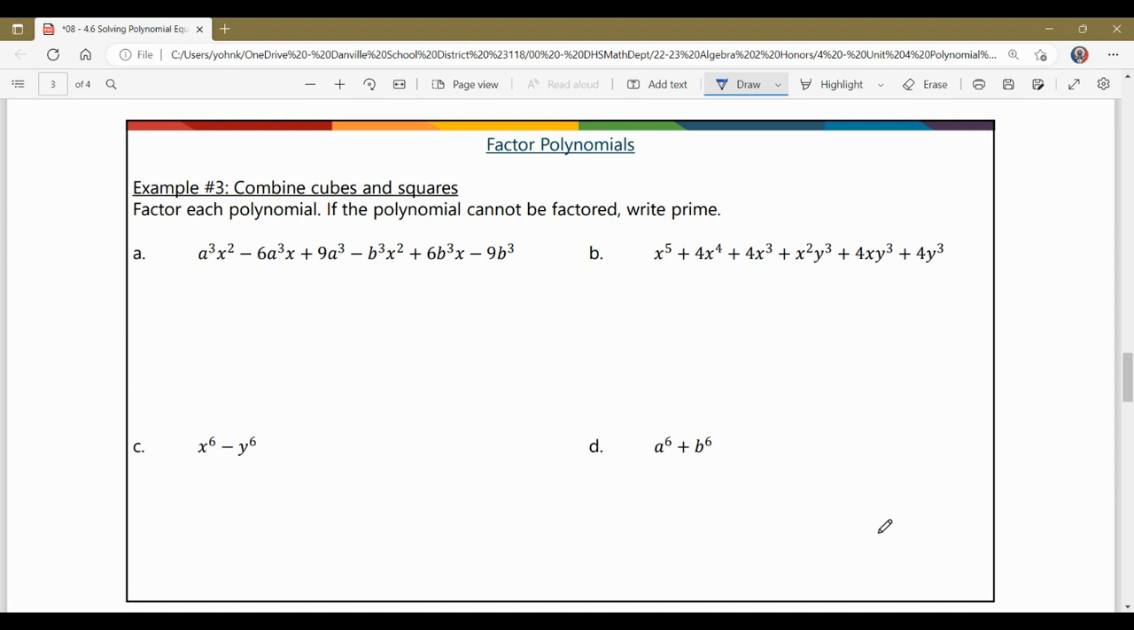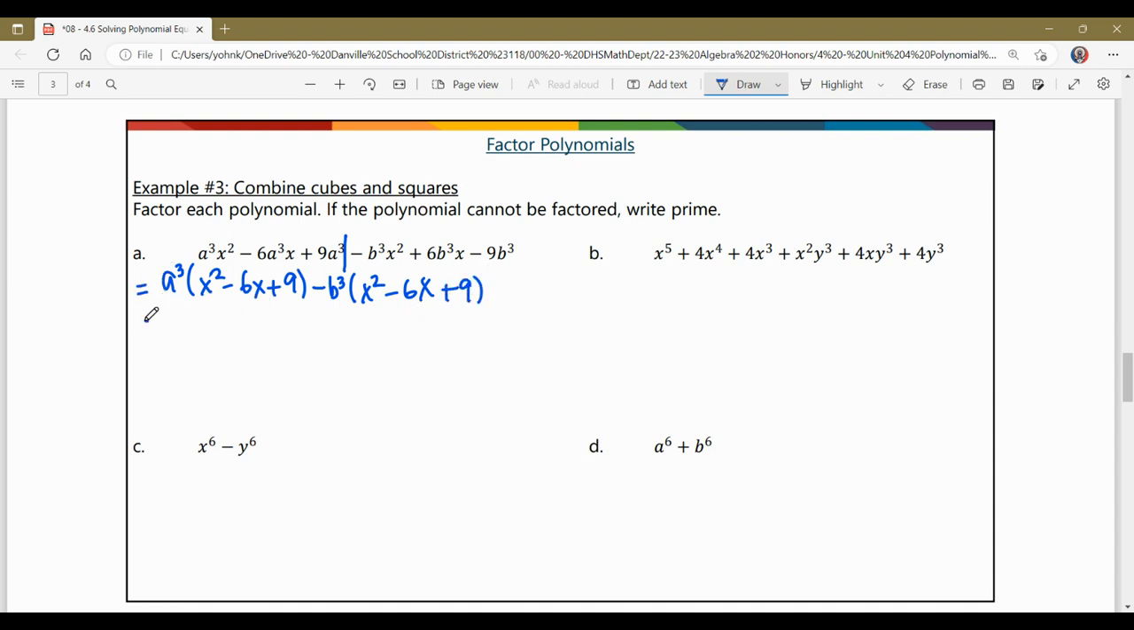Okay, let's take a look at these. Let's see, I've got 1, 2, 3, 4, 5, 6 terms. So we're going to go ahead and slice this down the middle. So if I take a look at the first three terms here, it looks like there's an a cubed in common. If I take that out, I'm left with x squared minus 6x plus 9. If I look at the last three terms, it looks like there's a negative b cubed in common. If I take that out, I'm left with x squared minus 6x plus 9. Oh, that's awesome.